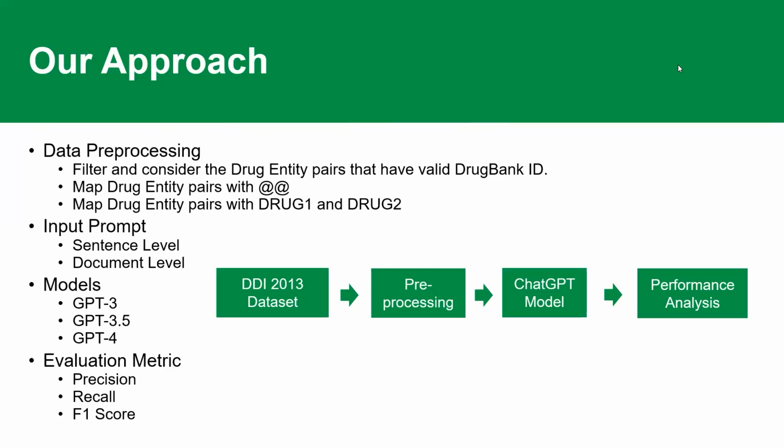As input, we considered macro level and micro level. For macro level, we provided the input at document level, and for micro level, we provided the input at sentence level. We applied 3 different generative pre-trained transformer model versions, GPT-3, GPT-3.5, and GPT-4. For evaluation metrics, we considered precision, recall, and F1 score, as these are the most common for this sort of research.